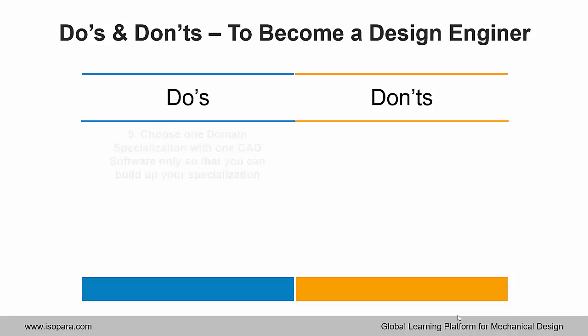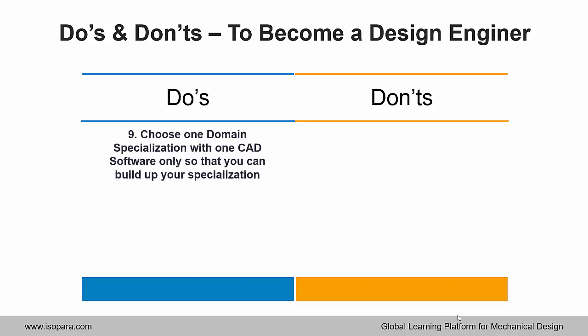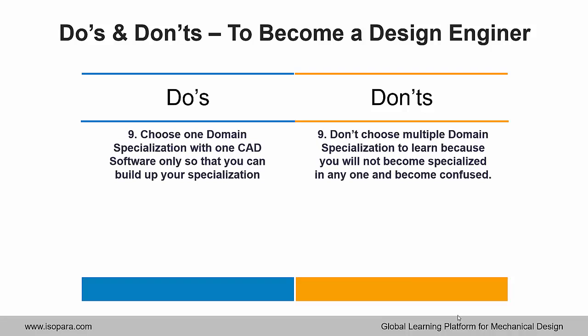What do's say? Choose one domain specialization with one CAD software only, so that you can build up your specialization. And what don't says: don't choose multiple domain specializations to learn, because you will not become specialized in any one and become confused. As I told you earlier, choose one CAD software only, and also choose one domain only. If you go for one CAD plus one domain, you would be able to specify your specialization in a proper way. But if you choose multiple domains with multiple CAD softwares, you will get confused and you would not be able to prove your specialization in any one of the domains.